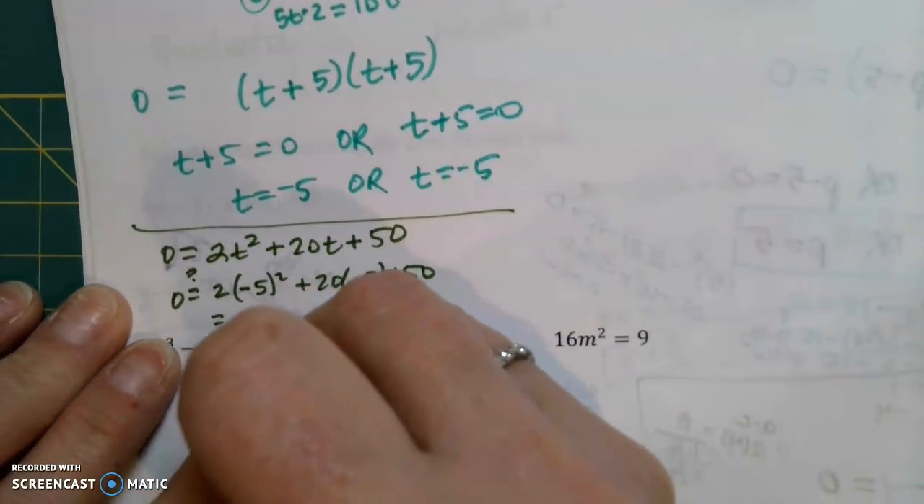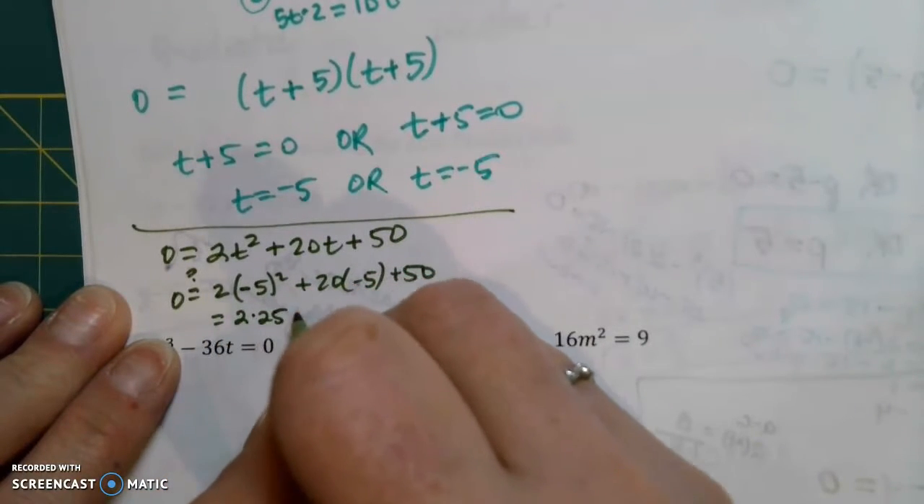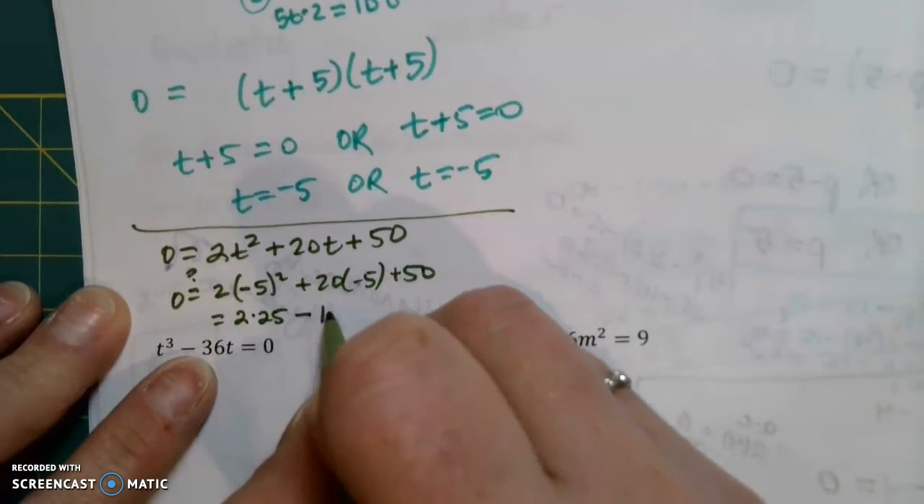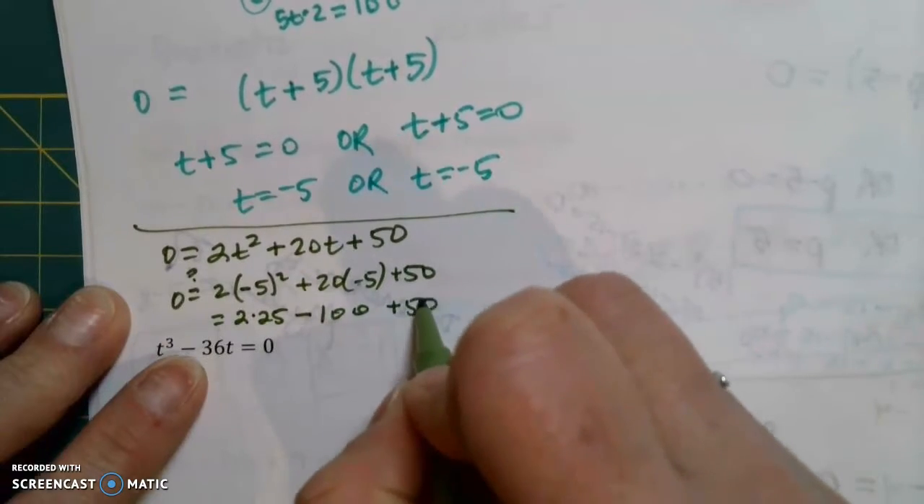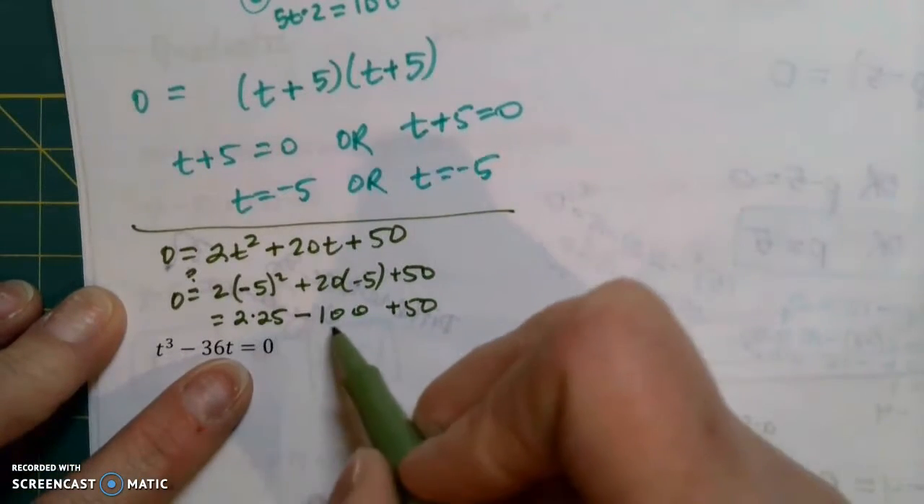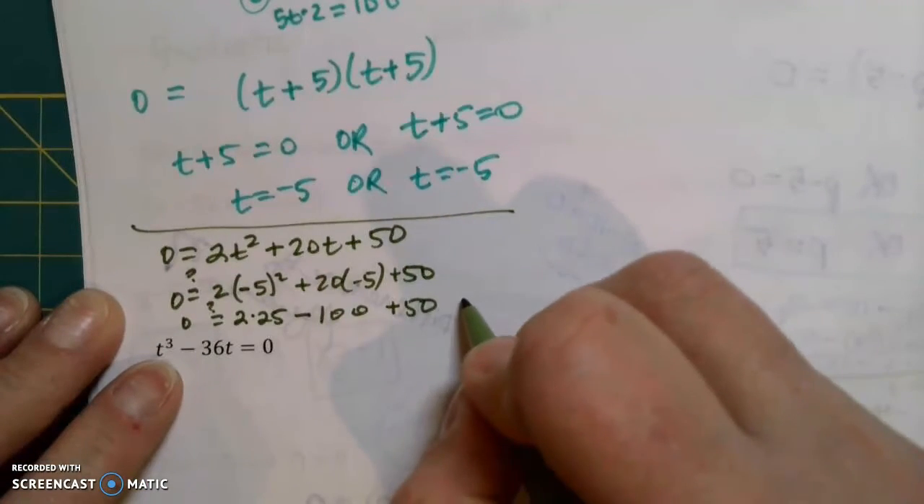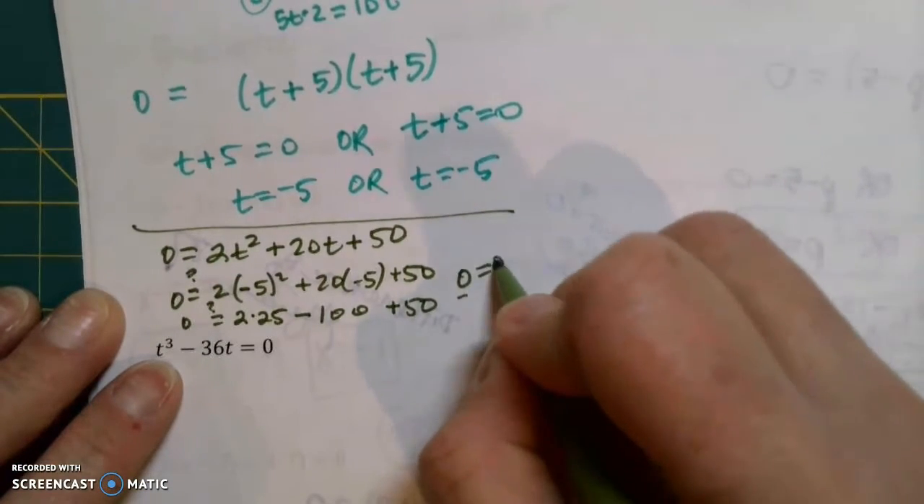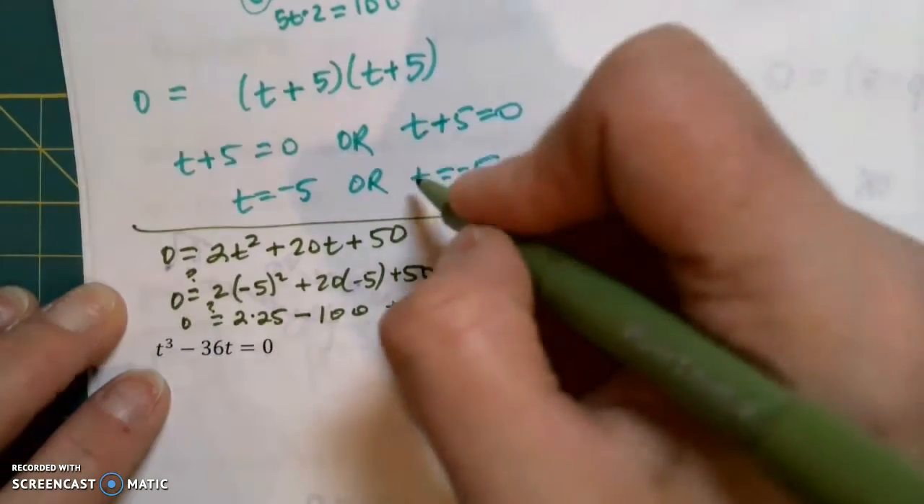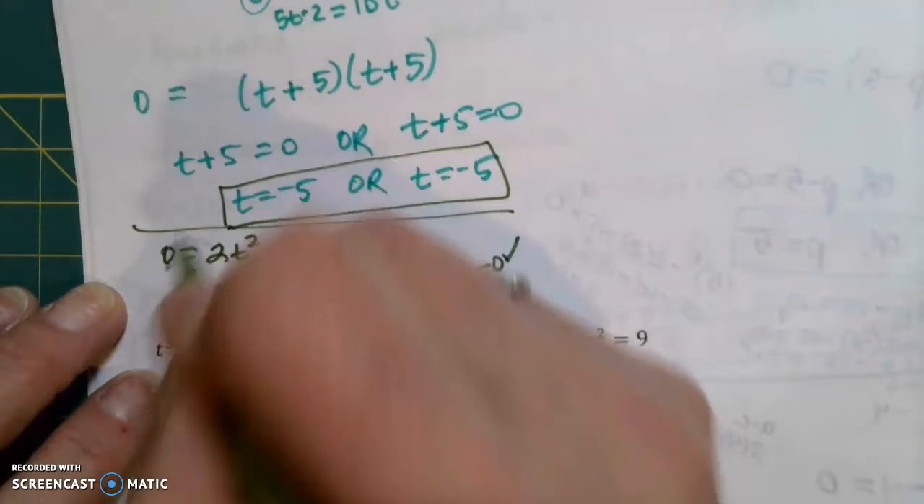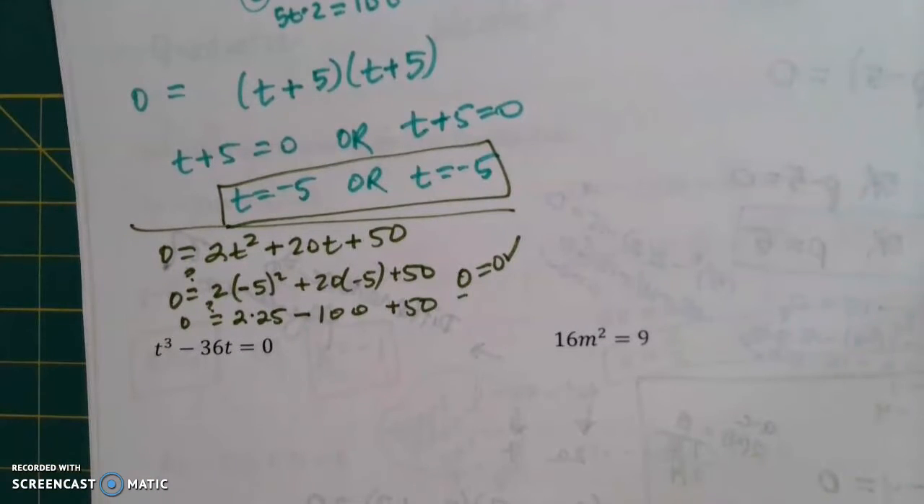And this will get us 2 times 25 minus 100 plus 50. So that would be 50 minus 100 plus 50. So yeah, when you clean that up, it will be 0 equals 0. So, yep, that repeated answer is the correct solution for that equation.